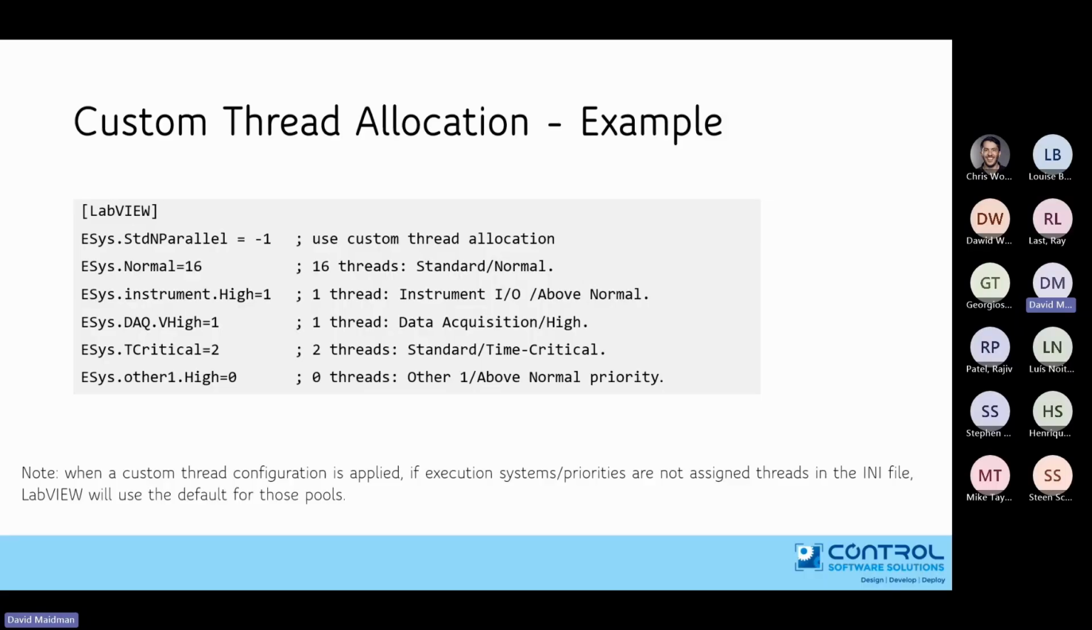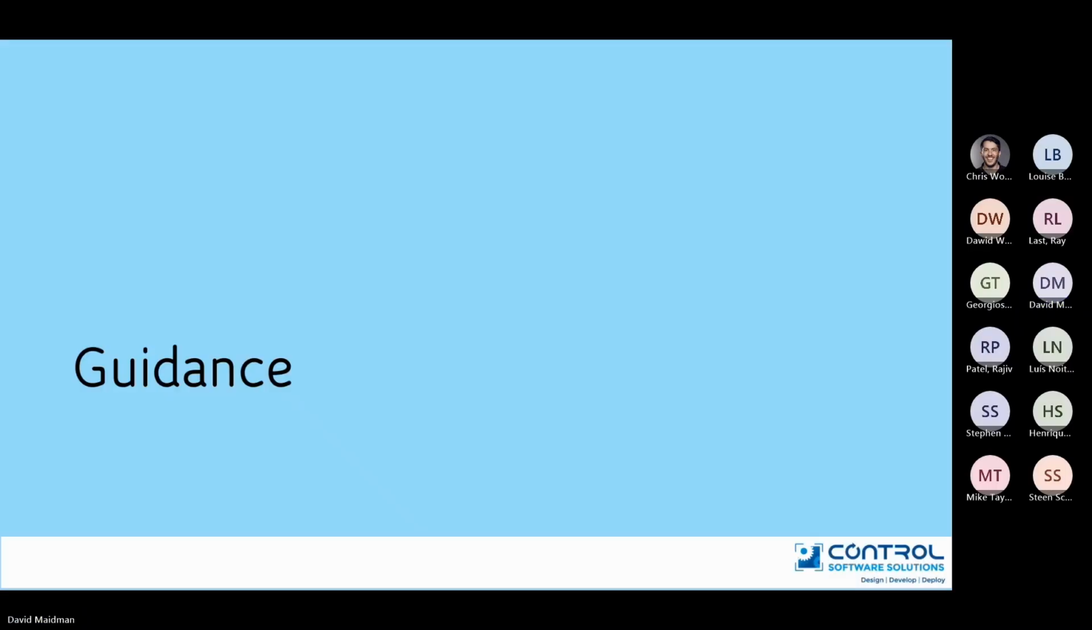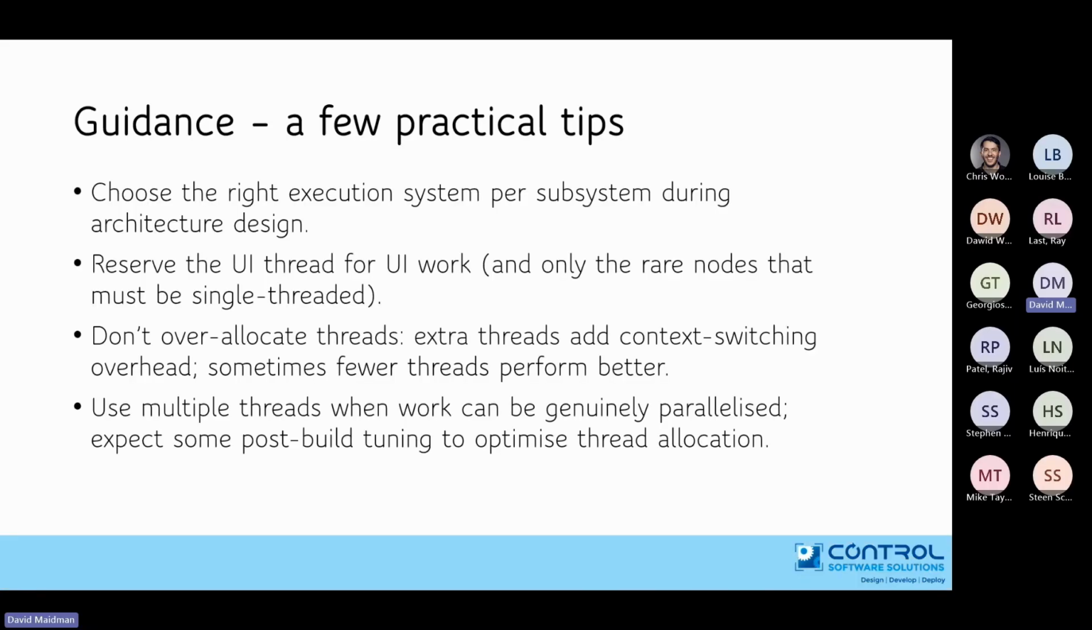What you'll notice is I've not got the full list of all the execution systems and all the priorities. I've got quite a subset, and LabVIEW will just use the default. If you don't tell it what the override is, it will just use the default value. Okay, so just some guidance of things that I found.